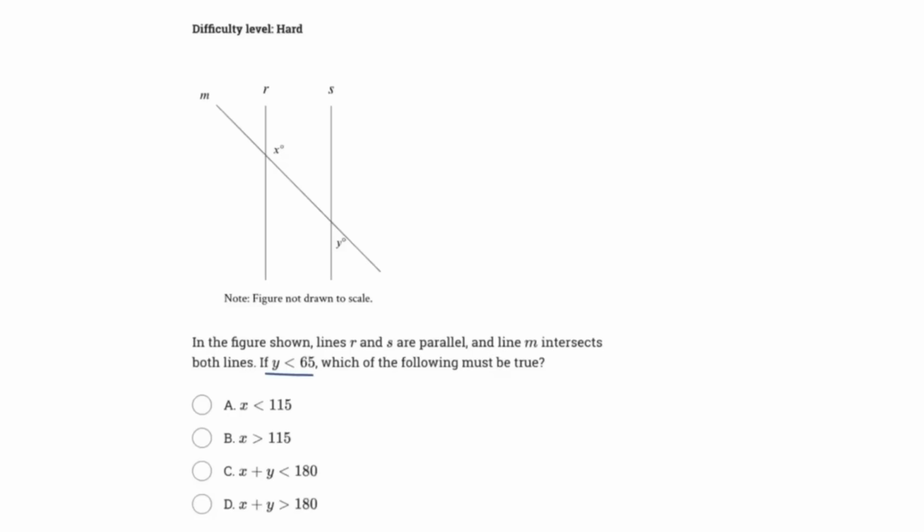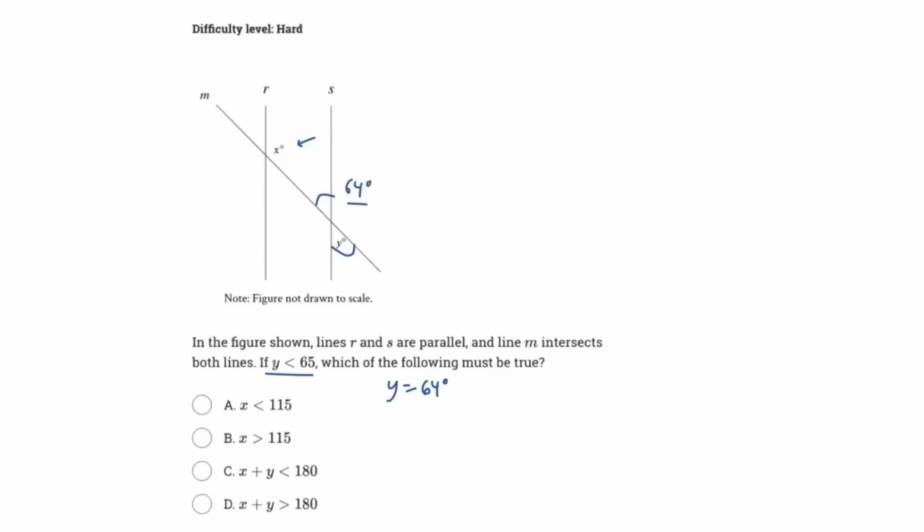It says X has to be less than 150. So X is this angle right here. And because it says Y has to be less than 65, and which of the following must be true for all values of Y, we could just plug in a random value for Y. So let's just call Y 64 degrees, right? Because that satisfies that inequality. And so now we know that this Y right here is 64 degrees. And the angle opposite of that is a vertical angle, so this is also going to be 64 degrees.